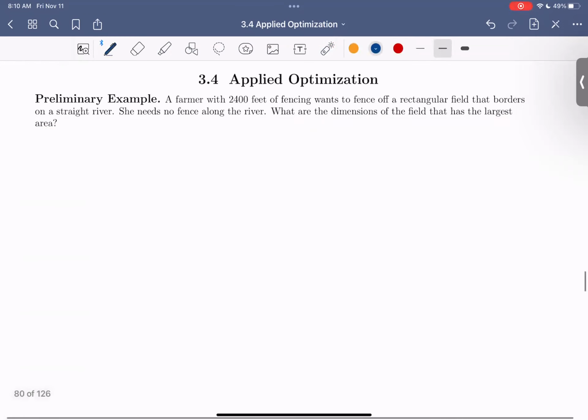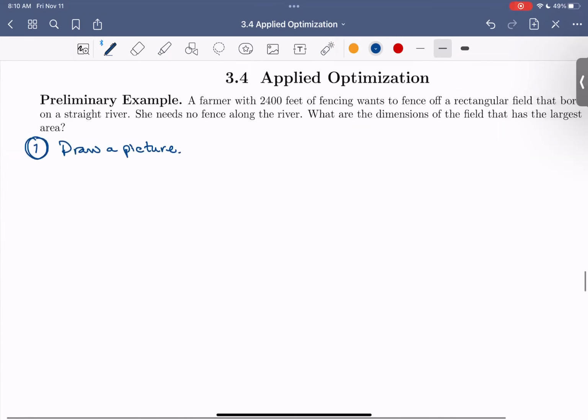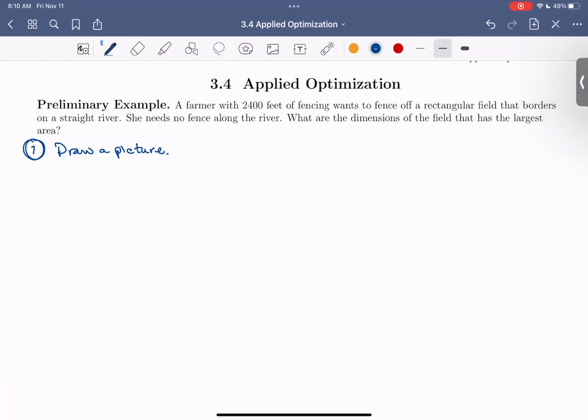Okay, so in all of these problems, always the first step is to draw a picture. We want to draw a picture of the situation to really get a sense of what's going on with our problem. So what should the picture be? Well, we want to draw a rectangular field that borders a straight river. So let's draw that picture. Here's my rectangular field, and it borders a river, so we're going to put river here. Then I'm drawing what should be the border of the field using the fencing we need.